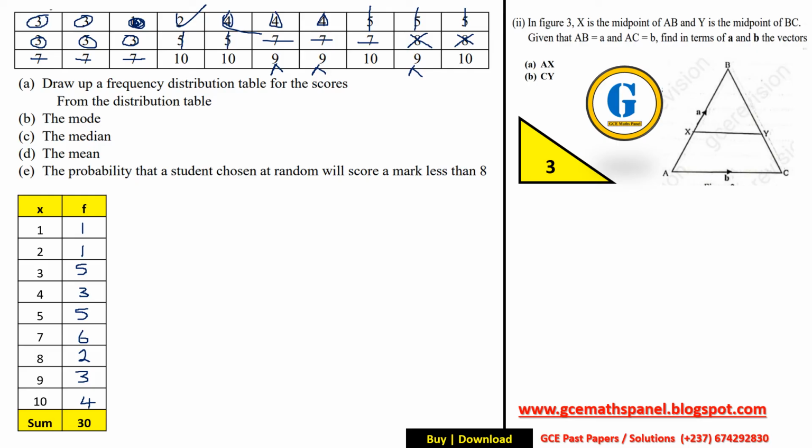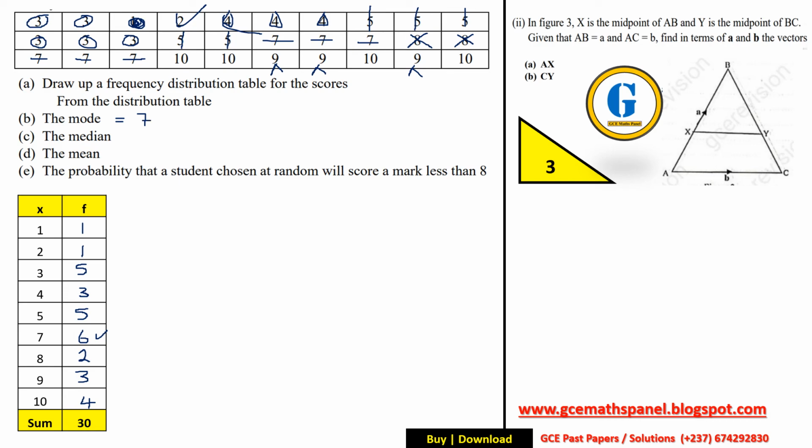Now we can state the mode from this table, right? So what's the mode? The mode is that statistic, that X value that has the highest frequency. So this one should be the mode, right? The mode is not 6, the mode is 7 because 7 occurs the highest number of times.